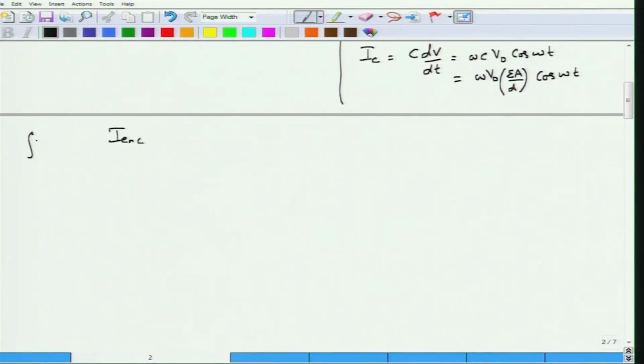obtained if you look at a closed loop integral of H. This is what Ampere's law tells us: it equals whatever current is enclosed by that closed contour. Let us call this contour L, to indicate that this is a loop. I could have used C, but I have already used C for capacitor, so I do not want to confuse two C's, so I am using L to stand for loop.